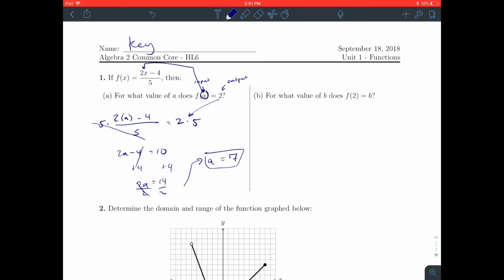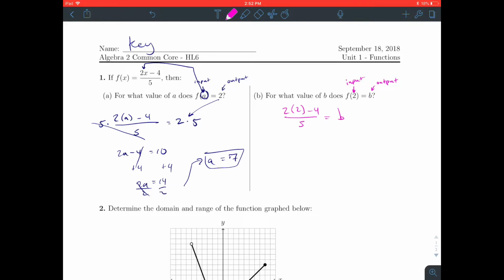For problem b, it looks very similar. For what value of b does f of 2 equal b? This time, because 2 is in the parentheses, 2 is the input, and b is the output. So we'll input 2 into our function. That becomes 2 times 2 minus 4 over 5 gives us an output of b.